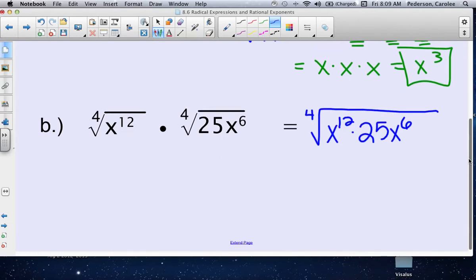Now we see if we can break down 25. 25 is 5 times 5, and then we have x to the 4th, x to the 4th, x to the 4th. That takes care of those 12. And then I have another x to the 4th and x to the 2nd.